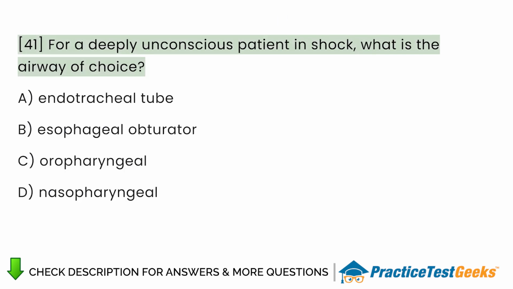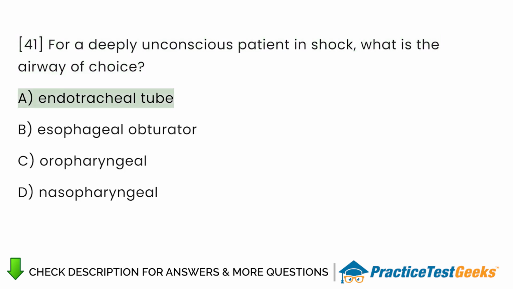For a deeply unconscious patient in shock, what is the airway of choice? A. Endotracheal tube. B. Esophageal obturator. C. Oropharyngeal. D. Nasopharyngeal.